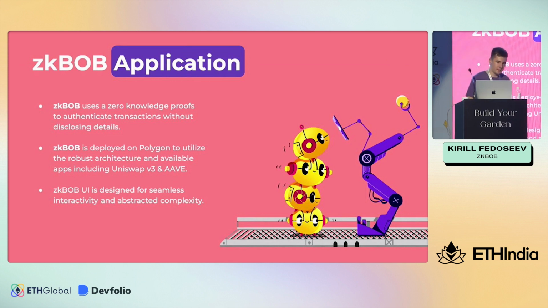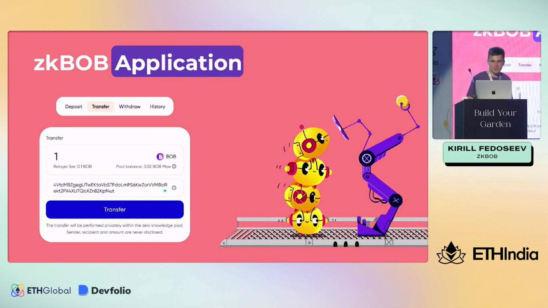To facilitate this, zkBob uses zero-knowledge proofs to authenticate transaction details without disclosing them publicly on-chain, like sender and receiving addresses and transaction amounts. The zkBob pool itself is deployed on Polygon, which is the main network of the project. The simple UI abstracts away the complexity of zk-SNARKs and lets you easily access your zk accounts and use the zk balance for everyday activities. Here's how the UI looks in basic.